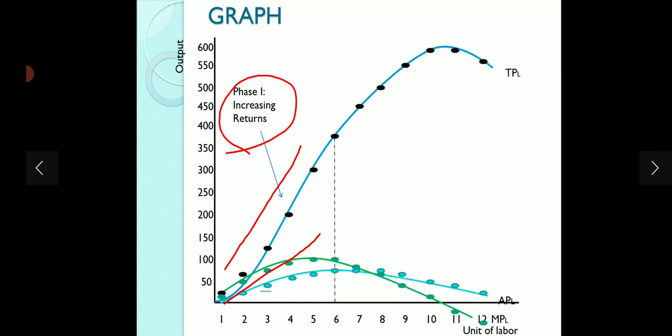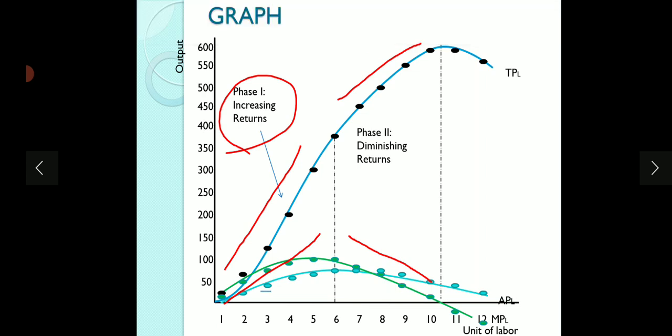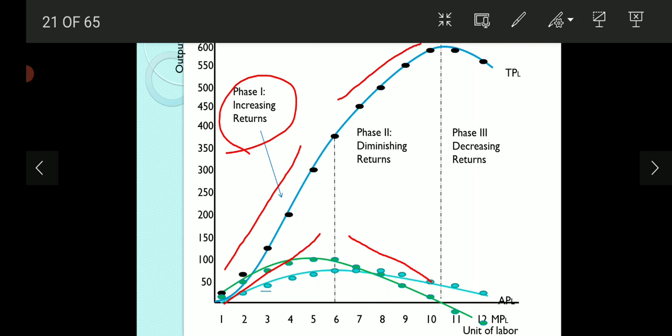Right. Then phase 2, here I can see TP, now the slope has become a little flatter. That means it is increasing but slowly. Marginal productivity is positive but it is falling. It has not gone negative. It is falling but it is positive. So TP is increasing at a diminishing rate. And then I see phase 3. Diminishing returns. TP has gone down, marginal productivity has gone negative. So this is my phase 3.